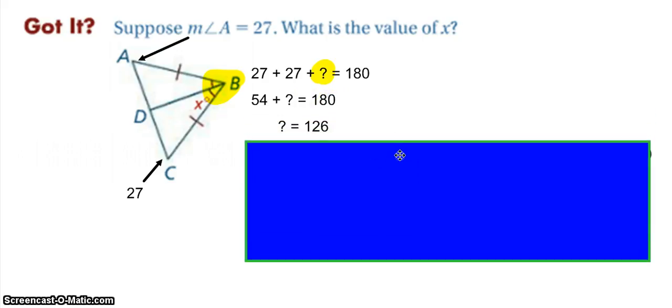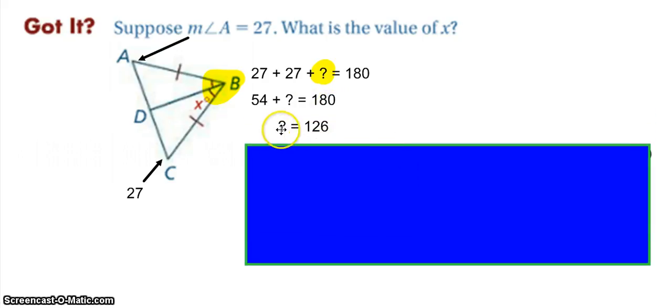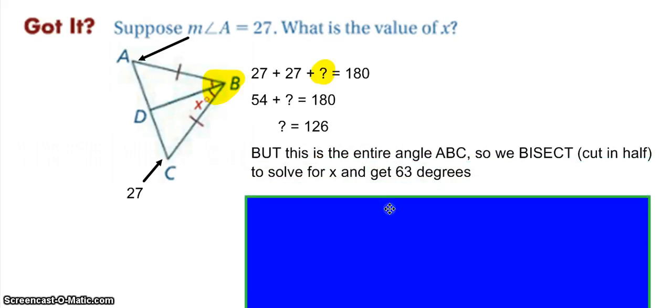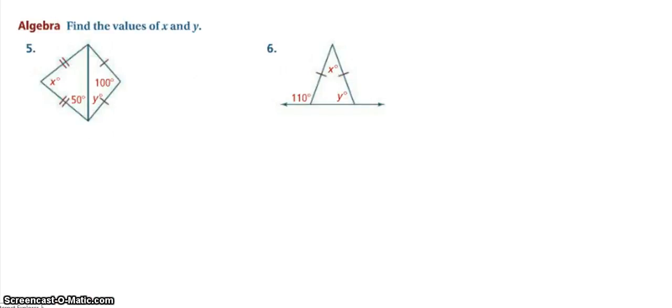I use my algebra to solve, and I find out that my unknown angle equals 126, but that's the combined angle, so we need to bisect that to find out our angle x, since it only wants angle CBD, and we get 63 degrees. All right, pause the video and try this practice. There are two values over here you're solving for, as well as two values here, so pay attention to that.